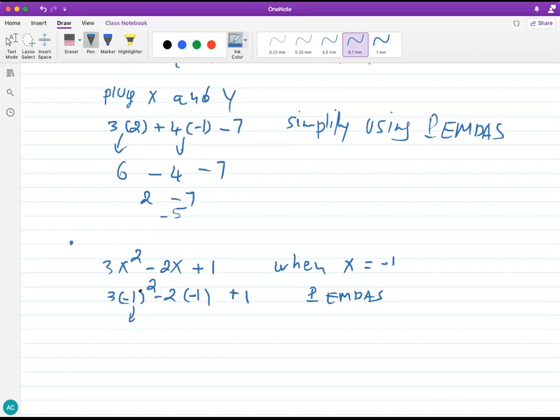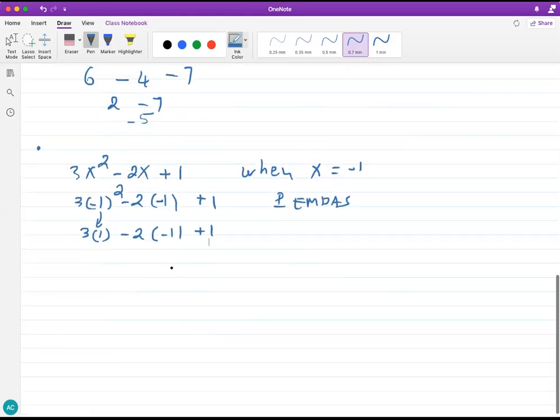-1 to the second is -1 times -1, which is 1. Exactly. So this is 1. The whole thing, everything else stays the same. All right, we're done with the exponent. Now we're going to evaluate the multiplication. How many multiplications do we have here? 2 of them. That's right.